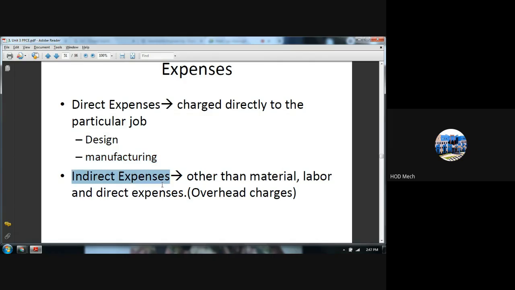Indirect expenses எதெல்லாம் வருது பாருங்க? மெட்டீரியல், லேபர், டைரக்ட் எக்ஸ்பென்ஸ். இது தவிர any other expenses that you are doing is called as indirect expenses, that are called as overhead. Indirect expenses எதுவா இருந்தாலும் அதுக்கு பேர் Overhead. ஒரு எக்ஸாம்பிள் சொல்லுங்க சார், இன்டைரக்ட் ஓவர்ஹெட் சார்ஜஸ். You are having a company, you are working with 50 people, right?